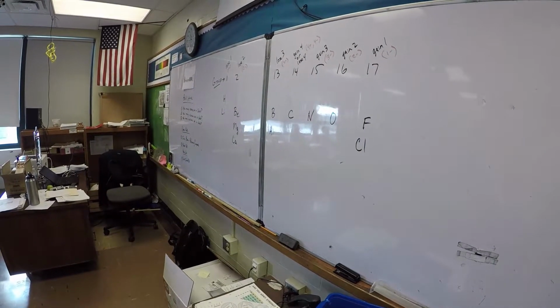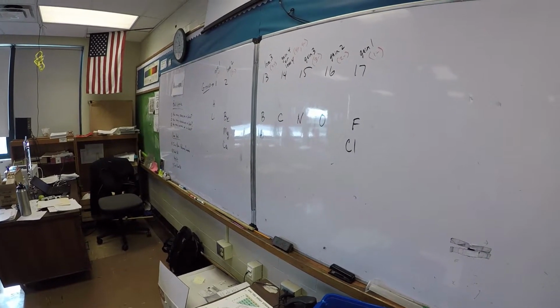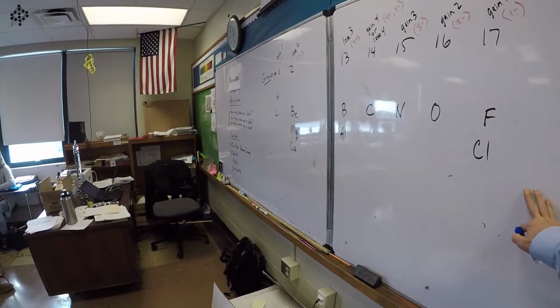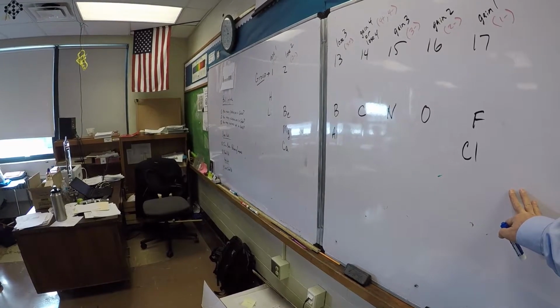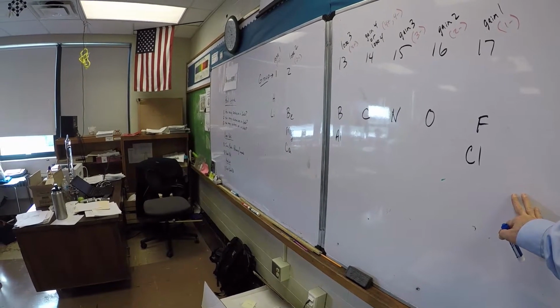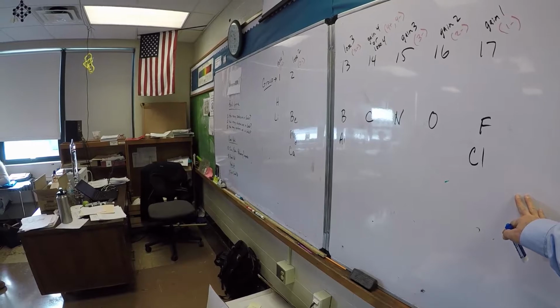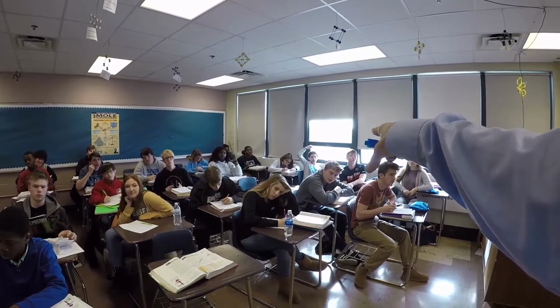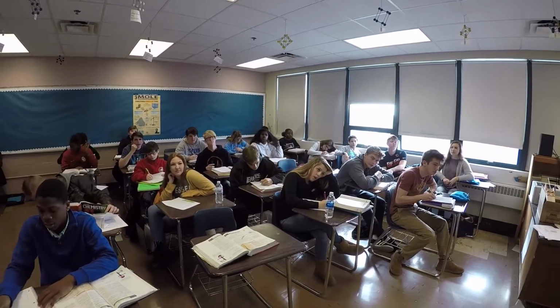14 is the carbon family, 15 is the nitrogen family, 16 is the oxygen family, and 17 is what? Boring. No. Boring. Raise your hand. Or fluorine. No. No. Boring. They're called the halogen family.